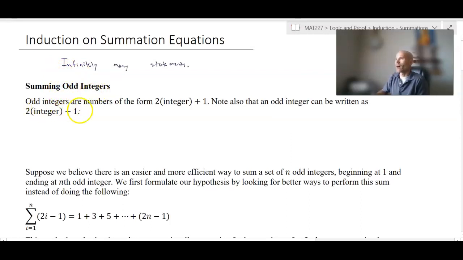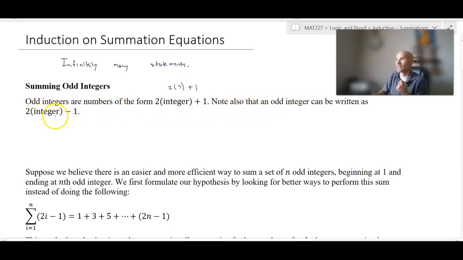So recall that an odd integer is any number of the form 2 times some integer plus 1. So 2 times an integer will give you an even number, right? If I take 2 times 7, I get 14. That's always going to be even because it's 7 multiples of 2. And if you add 1 to that, you automatically get an odd number, because we know that integers go even, odd, even, odd.